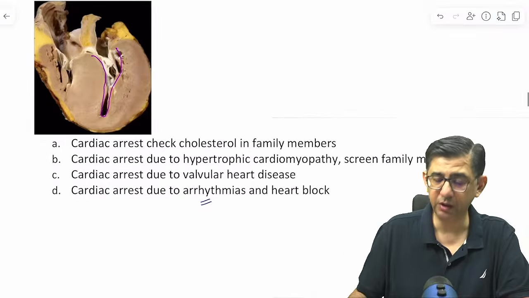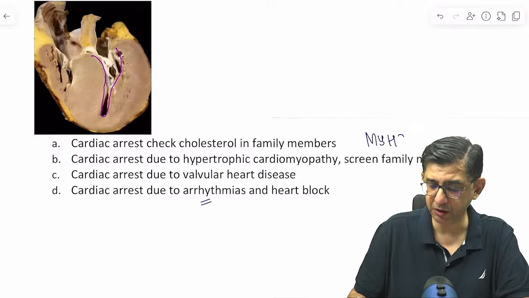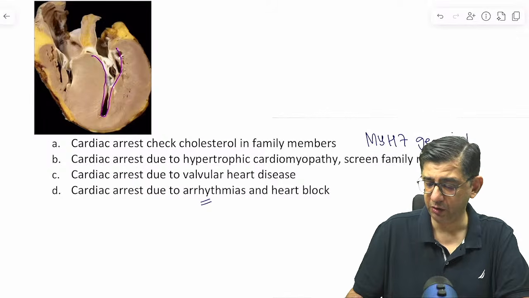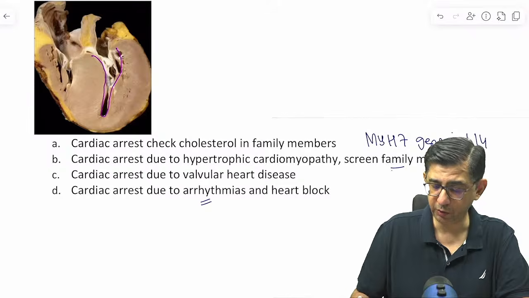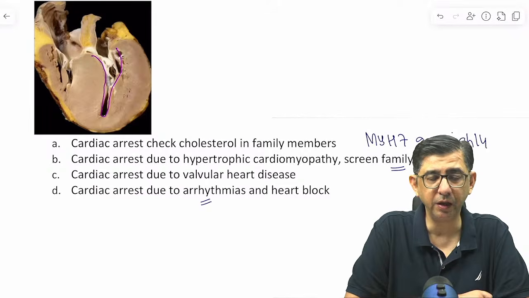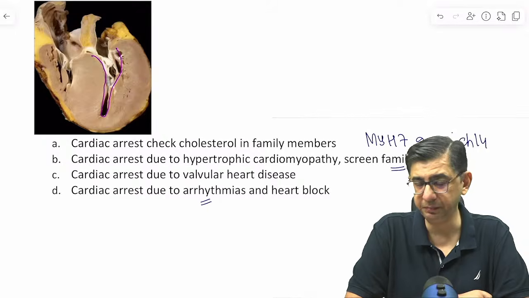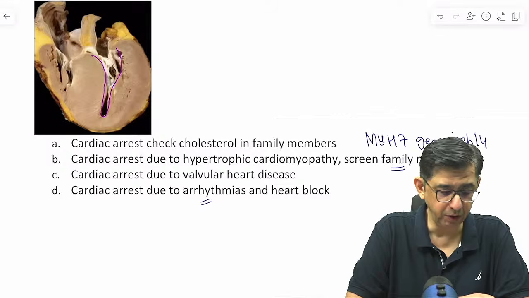So we would like to screen the family members. We would like to do at least a PCR, a gene sequencing for the MYH7 gene, which would be sitting on chromosome number 14. So we need to screen the family members also, no? And if any family member is symptomatic or there is presence of hypertrophy more than 30 millimeter of the left ventricle free wall, then we will advise an implantable cardioverter defibrillator.